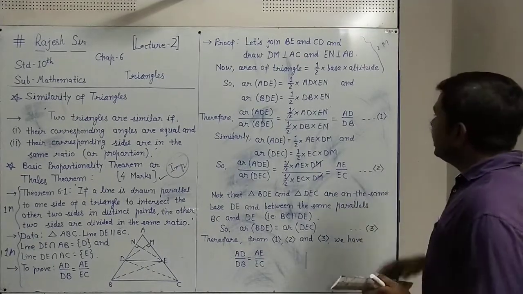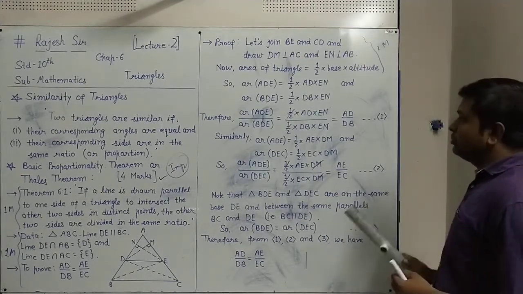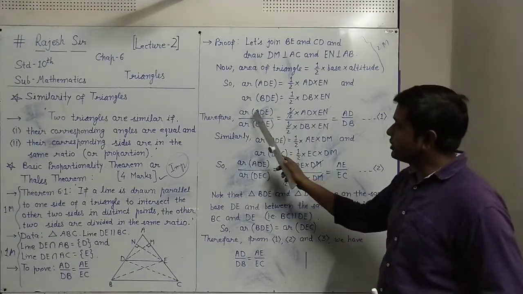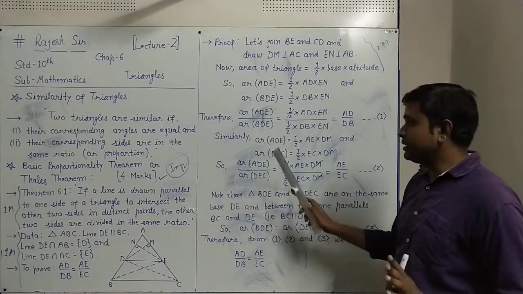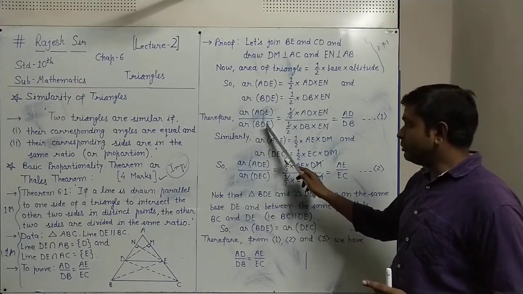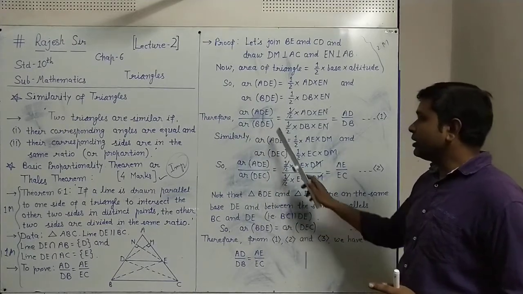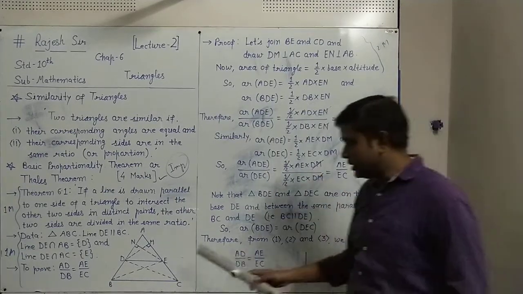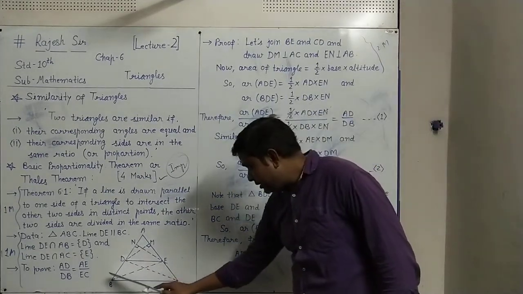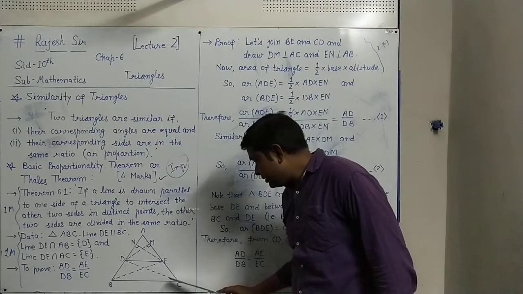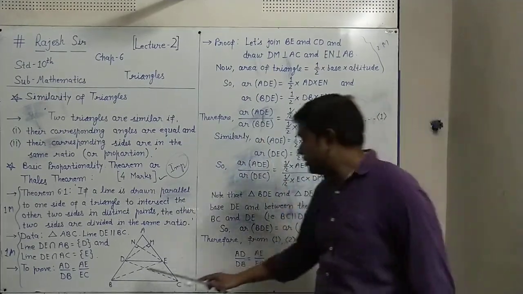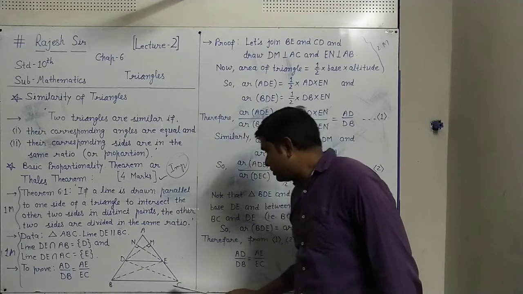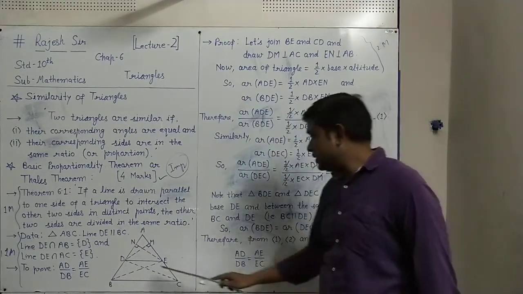Now we have result 1 and result 2. What similar thing do you see? The upside here, area of triangle ADE and area of triangle ADE, is the same. Down here, area of triangle BDE, area of triangle DEC. Now we will think about these two triangles, triangle BDE and triangle DEC. You see here, triangle BDE, this triangle, and next triangle DEC.